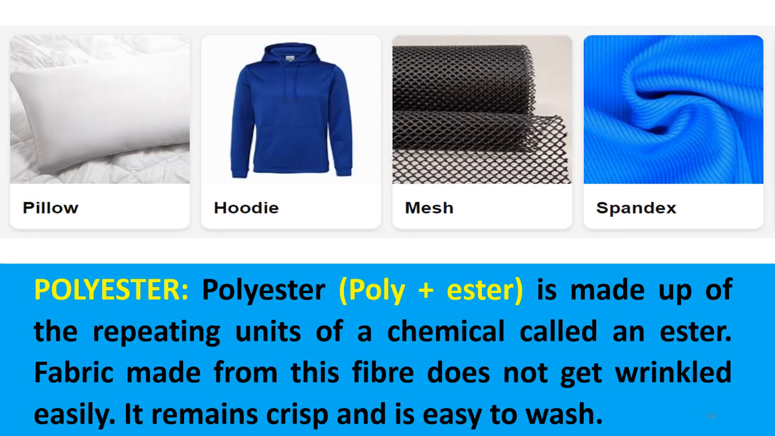The next keyword is polyester. Polyester is derived from two words, poly plus ester. It is made up of the repeating units of a chemical called an ester. Fabric made from this fiber does not get wrinkled easily. It remains crisp and is easy to wash.